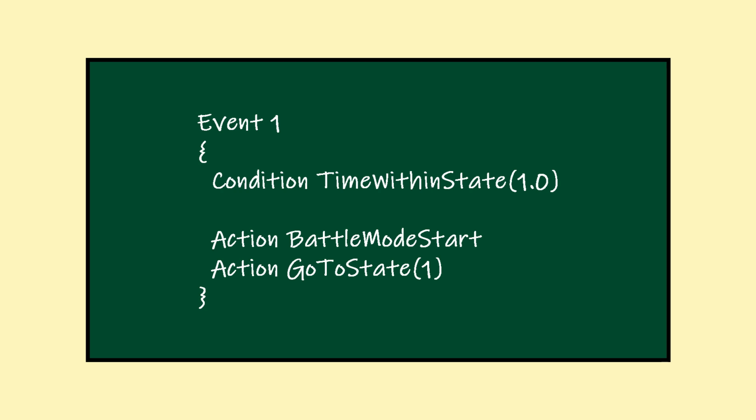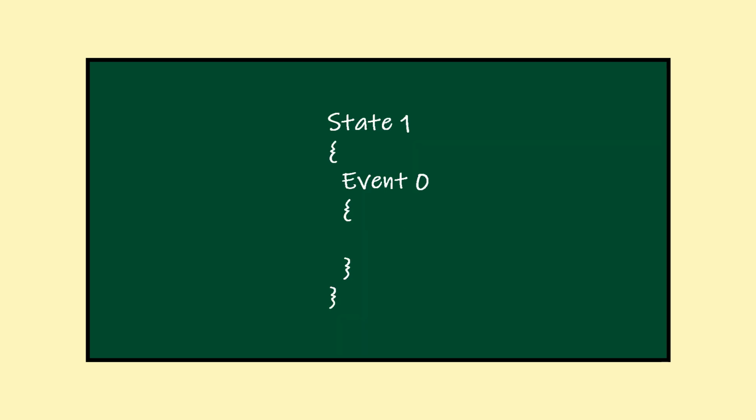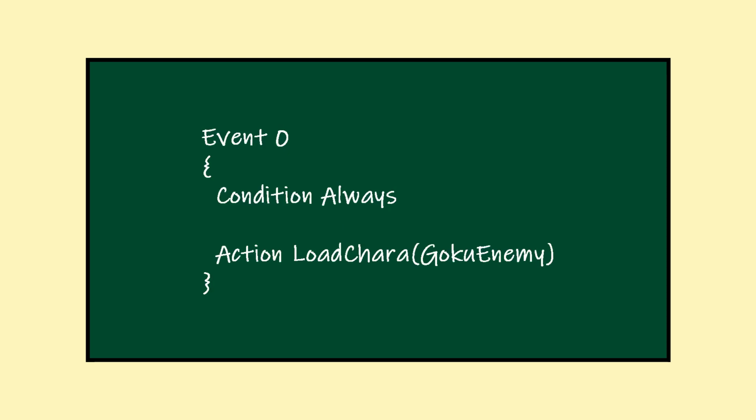It is a very good practice to keep all preloading stuff in the 0th state, and keep everything else where you expect the player to be actively playing in all other states. Anyway, now create state 1 and event 0 inside that. Then in event 0, type the following. Condition always, action load Kara, Goku enemy. This will preload the characters so that you don't have to stare awkwardly at the screen while waiting for them to spawn. Do note that this just stores the character's data in memory but doesn't spawn them yet.